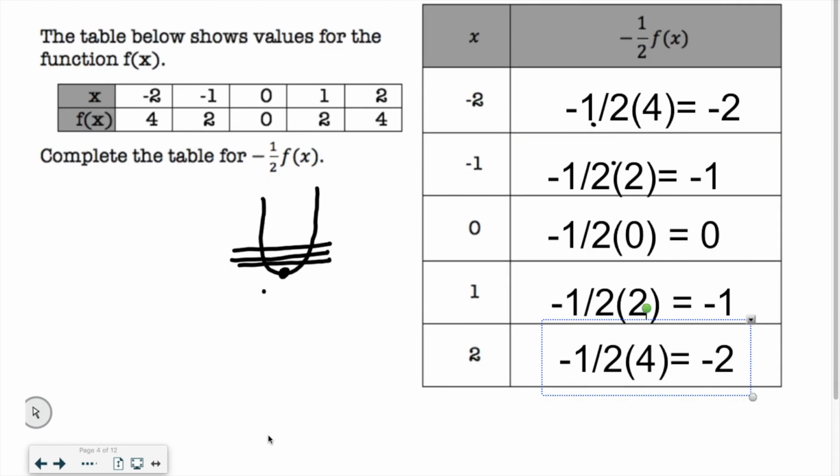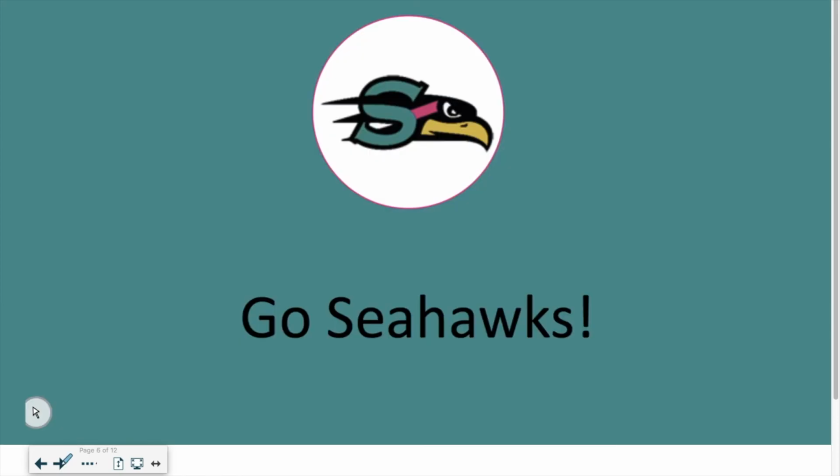All right, and that is, I believe, the last page. Let's see. Yep, go Seahawks.